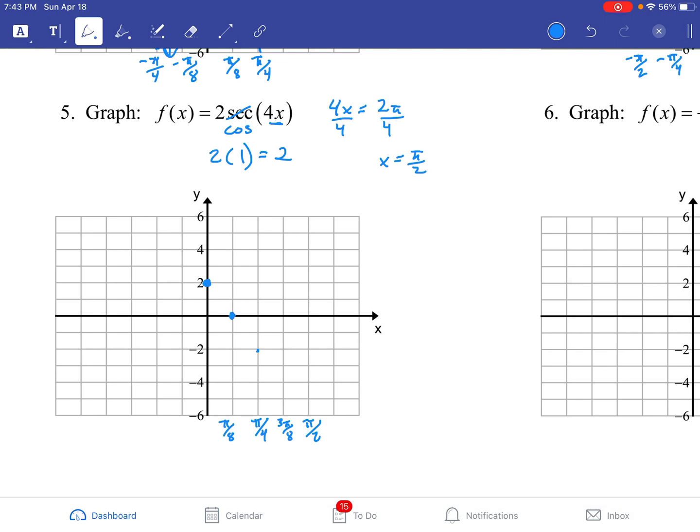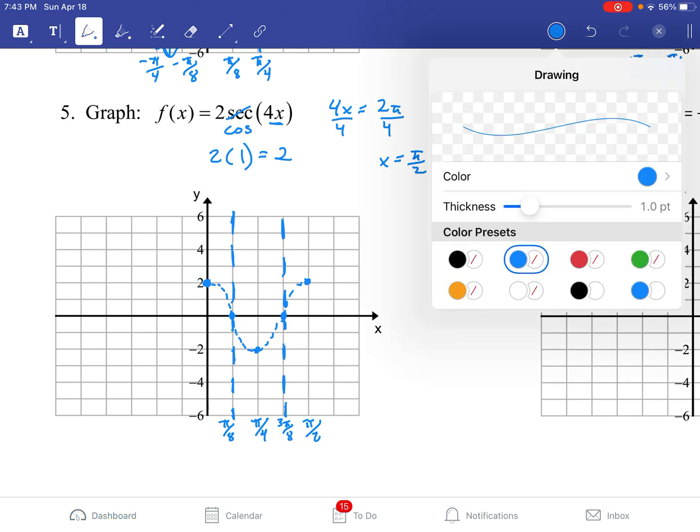So go down 2, up 2, and up 2. There we go. Oh, my bad. I was graphing a cosine function. We are graphing a secant function, so this should be a dotted line. And I'm going to put the asymptotes here and here. I apologize if you started to graph the cosine function.